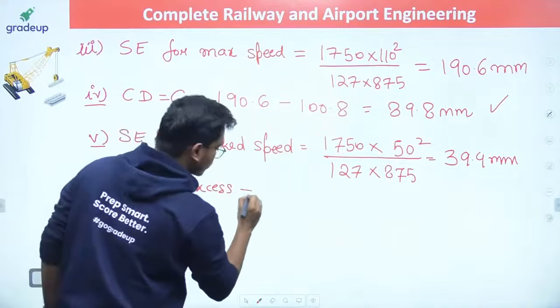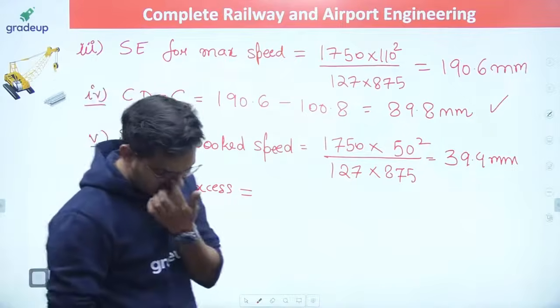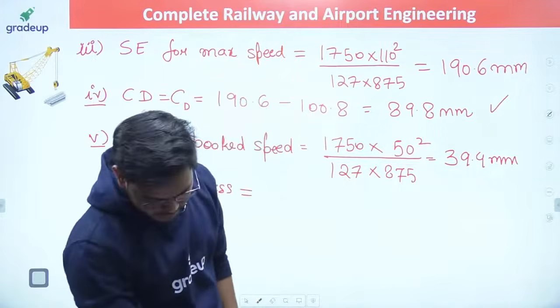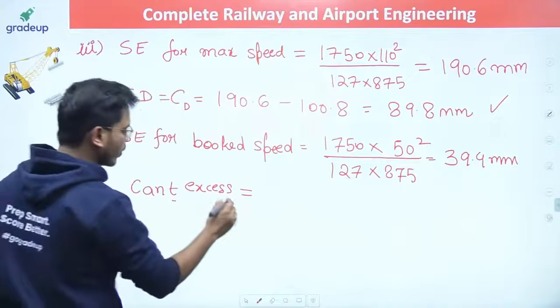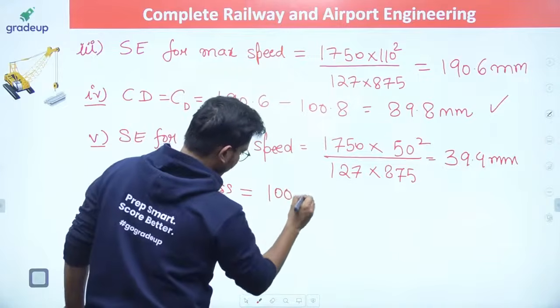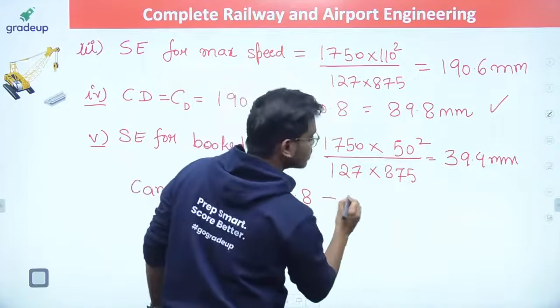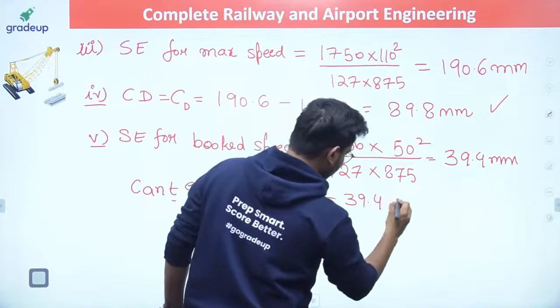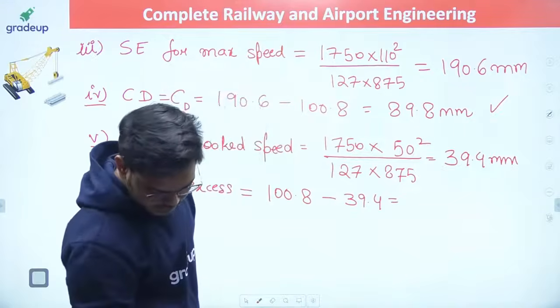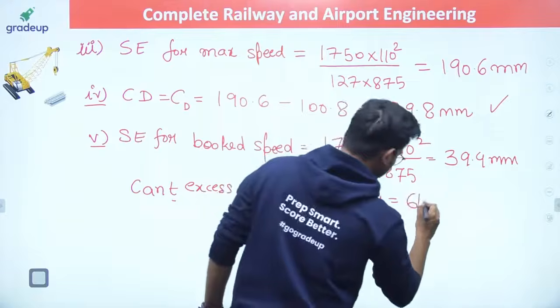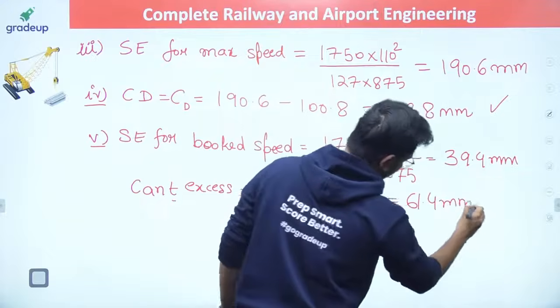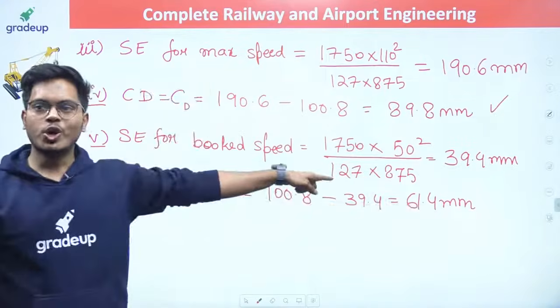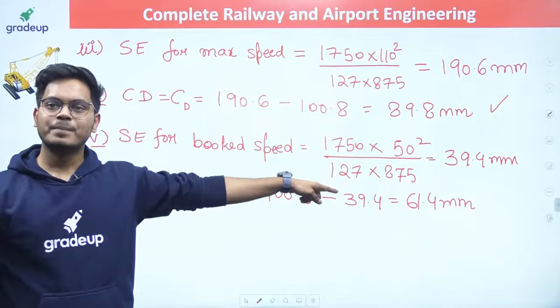So cant excess will be how much? We have provided 100.8 as the actual cant, minus 39.4, and this is coming as 61.4. So yes, it is also under limit, right?